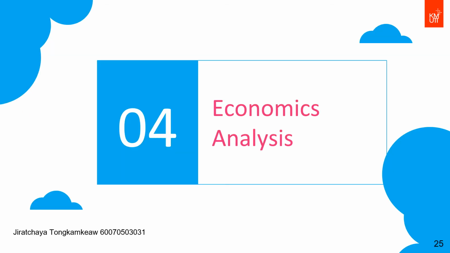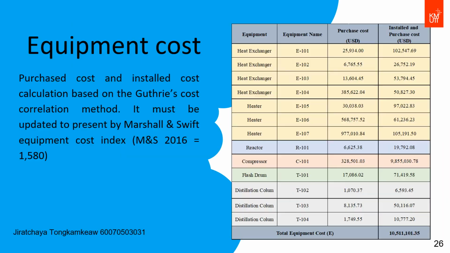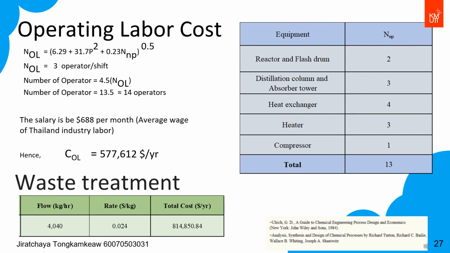How about economic analysis? The equipment cost was calculated by using M&S cost index. There are 13 units. The purchase and install cost about $10,000 million. For the operating cost, followed by this equation. For the number of operators equation, the number of operators is about 14 people.